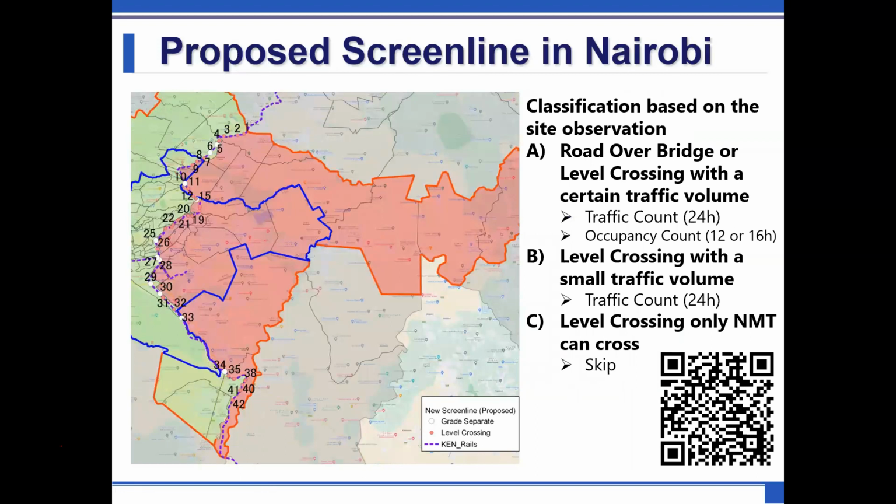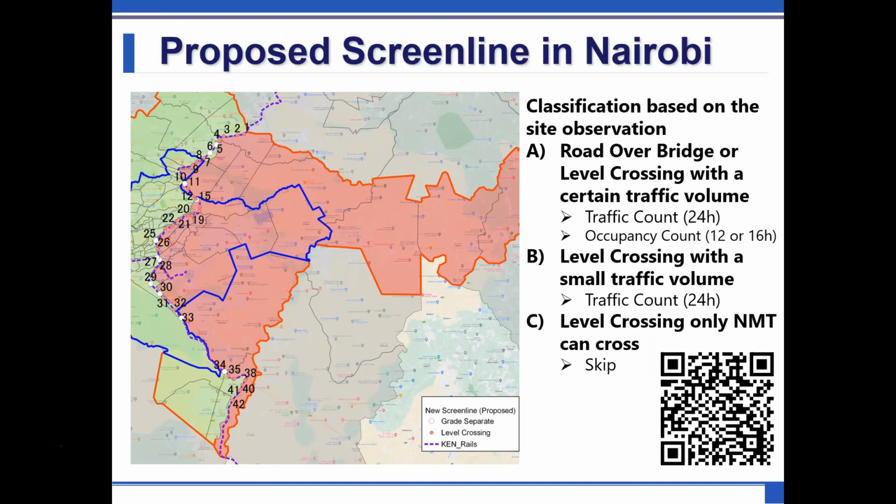Yes, but on the railway line, there are 42 spots in total as tentative survey sites. But it is too hard to carry out surveys at all locations in terms of cost and survey period. So we visited all the screen line stations and classified them into 3 categories.